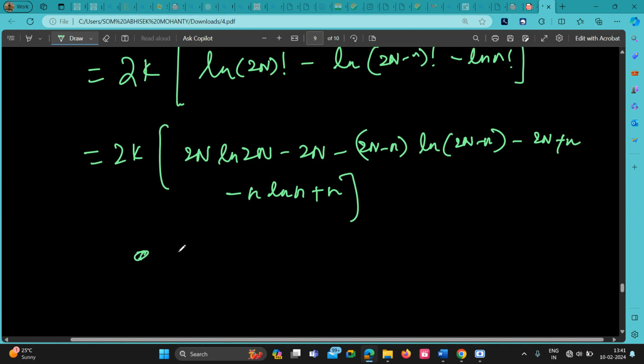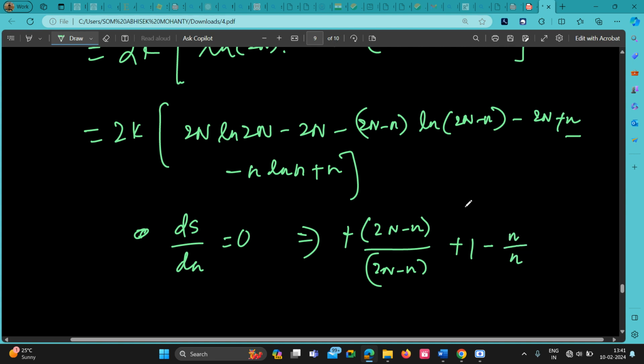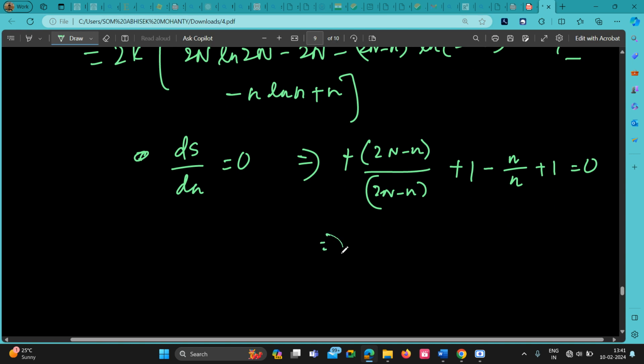So we have to do dS by dn equal to 0. If we do the derivative from here, you will see this term is 0. This is actually minus ln(2n minus n), and the derivative of this again, that is minus 1, so plus 1. Plus 1 for this derivative. This is 0. Now minus ln n, and this is plus 1, equal to 0.